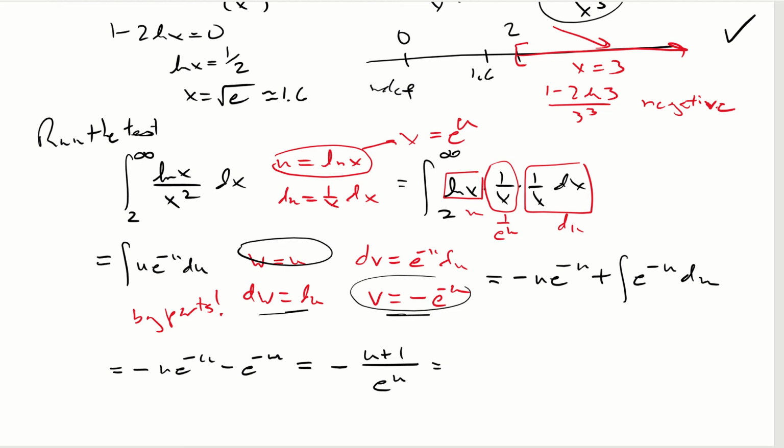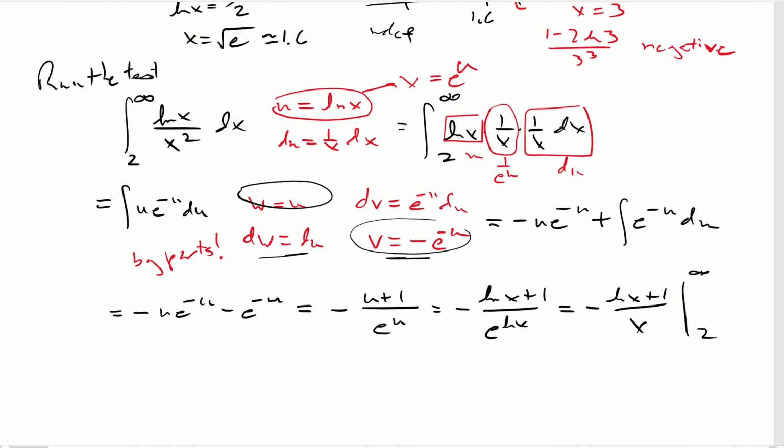I'm going to switch back to x. So minus ln x plus 1 over e to the ln x, which, well, hey, look at that. Minus ln x plus 1 over x, finally. And now what I want to do is run the limits from 2 to infinity on this thing. This has got to end here shortly. So we get a minus natural log of infinity plus 1 all over infinity. That looks not promising. Minus a minus is plus, and we have the natural log of 2 plus 1 over 2.